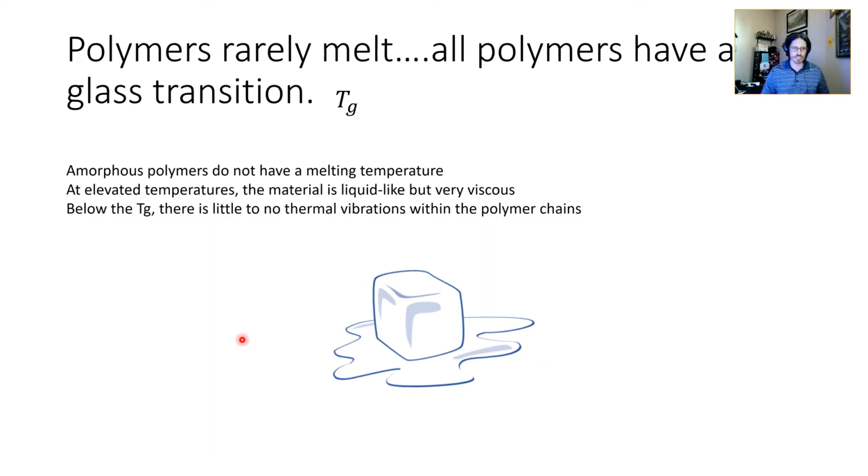It's a thermal vibration. And so we're seeing something analogous to a phonon when we start heating material above the glass transition temperature. Okay, so we heat the material above the glass transition temperature, little to no thermal vibrations below it. Okay, when you get above it, these polymer chains start vibrating.